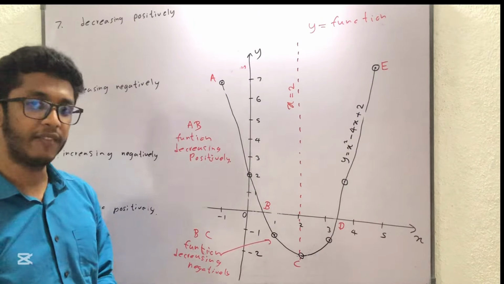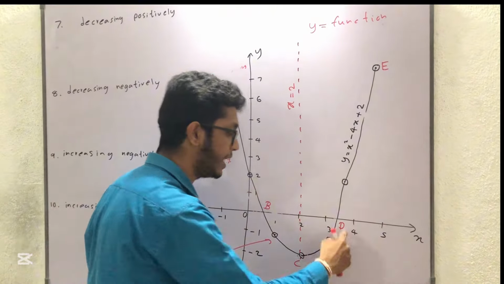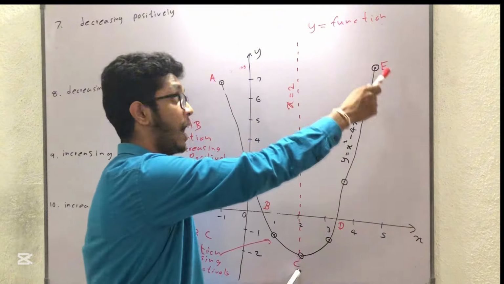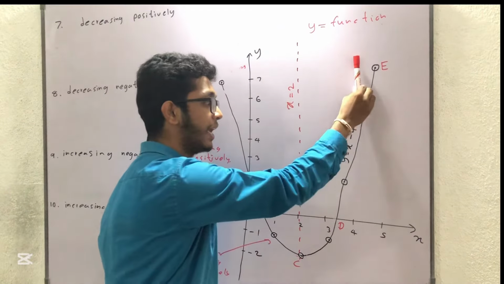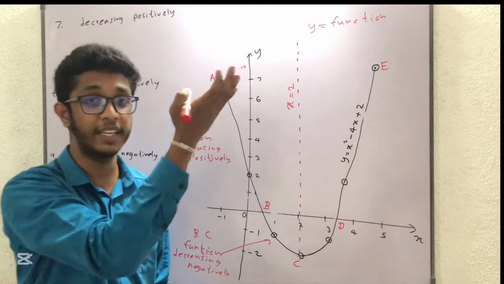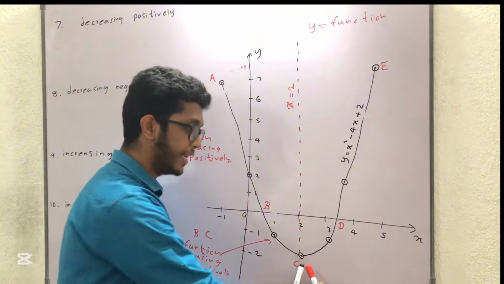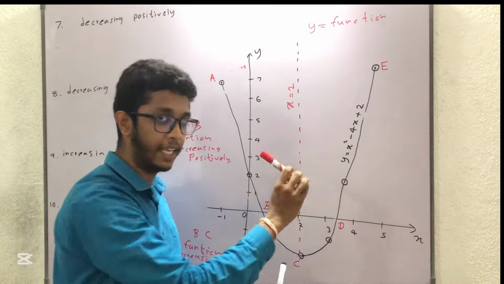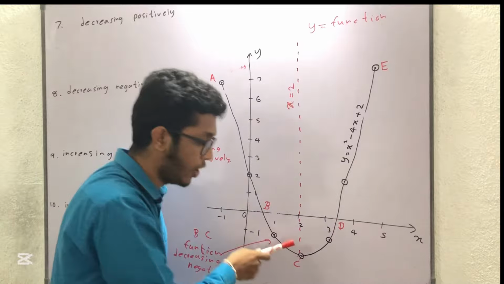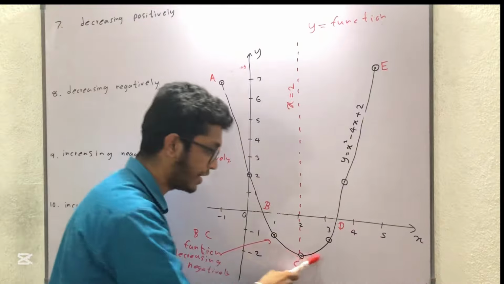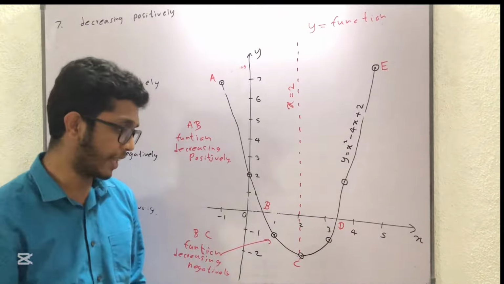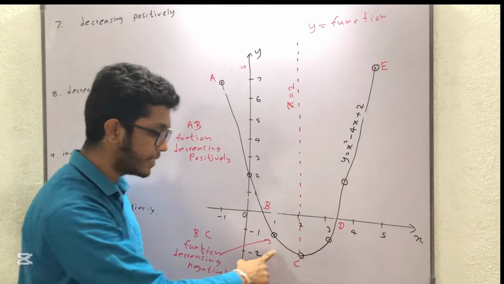In the same way, what can you say about this CD part? As I explained before, starting from C to E, y values are increasing. Y means function. So C to E, function is increasing. CD part also belongs to CE part. That is a part of CE. So in this CD part also, function increases. What is the sign of the y values? Here the sign is minus.